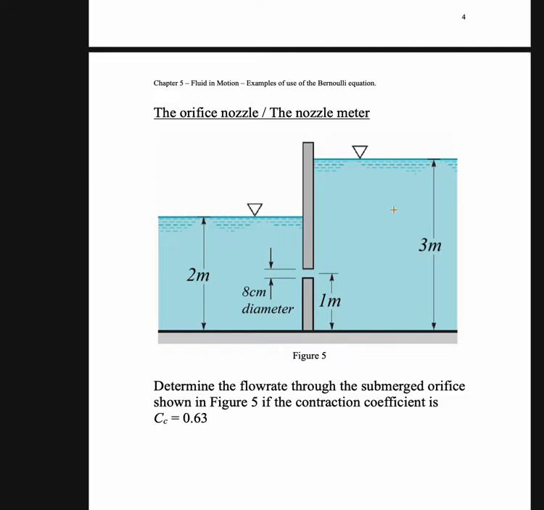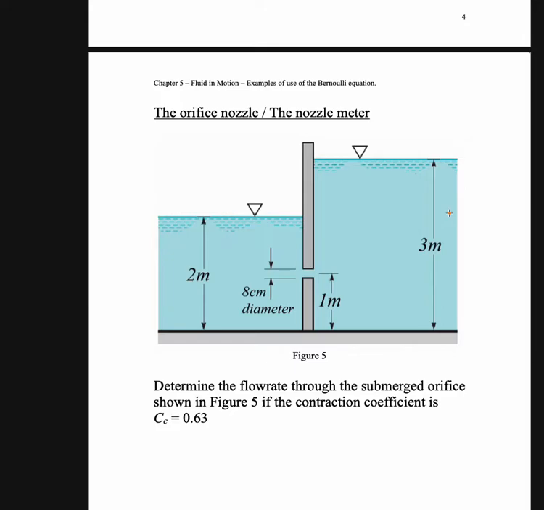So orifice nozzle ni bermaksud kita buat nozzle, okay, dengan cara kita meletakkan satu flat plate macam ini, dan di atas flat plate tersebut ada nozzle untuk membenarkan aliran berlaku. So in this situation we have this orifice nozzle.